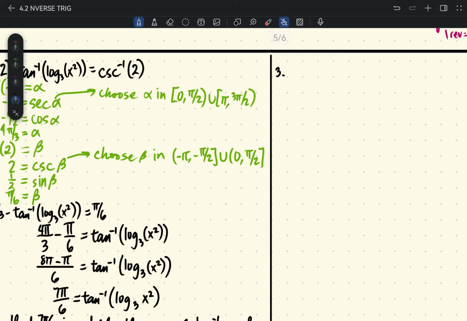Okay, for number 3, we have sine inverse of x equals cosine inverse of x. So how do we do this? Observe, there are two trigonometric functions involved this time. So this one is making things a little bit more difficult for us. However, we can do some clever tricks. What can we do here?